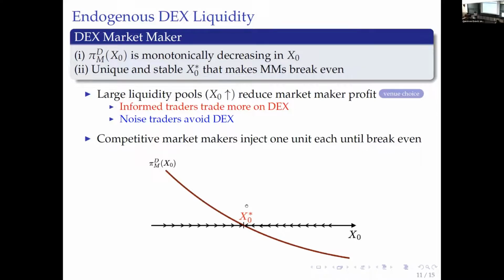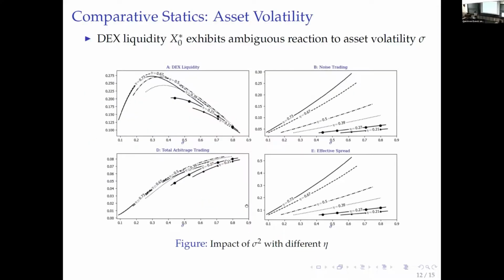So we're going to have this kind of monotonically decreasing function, and we find that there is some unique break-even point. Okay, at this point, each market maker is indifferent between supplying and not supplying liquidity. And because this curve is crossing this x-axis from above, this x0 star is stable liquidity. And given this endogenous DX liquidity, we conduct some numerical experiment.